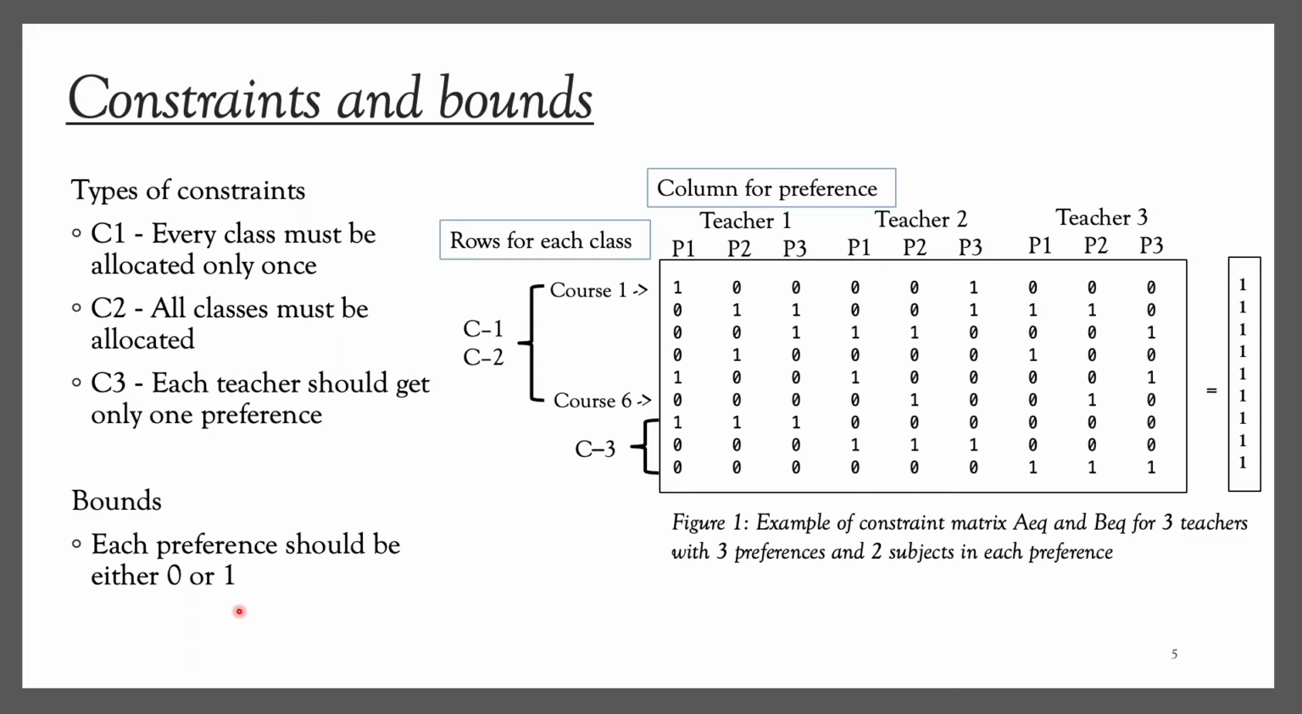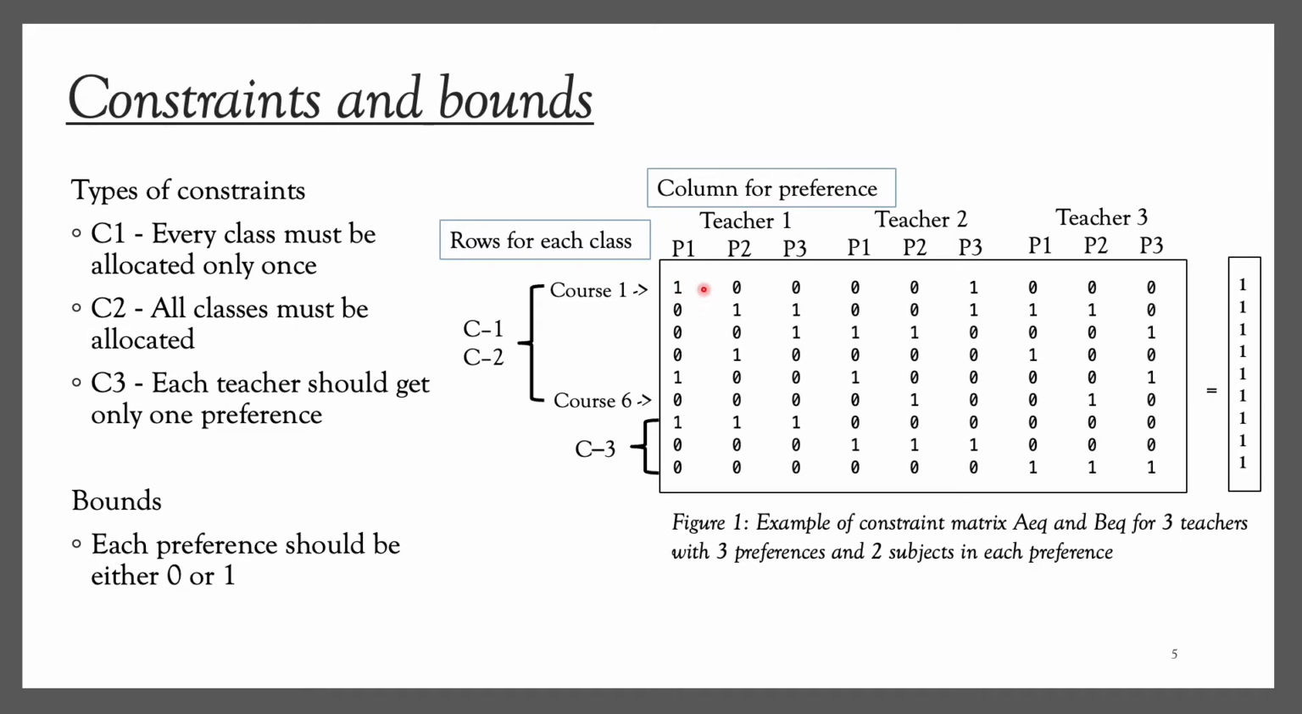Let's discuss how the Aeq and Beq matrices for 3 teachers and 3 preferences with 2 subjects can be formed. In this figure number 1, we can see that the columns are for teachers, and for each teacher there are 3 columns for preference 1, preference 2, and preference 3. Similarly, for teacher 2 there is preference 1, preference 2, and preference 3. Each row is one course. There are 6 courses in total, so there are 6 rows: course 1, course 2, course 3, course 4, course 5, course 6. This whole row represents course 1 and the different preferences.